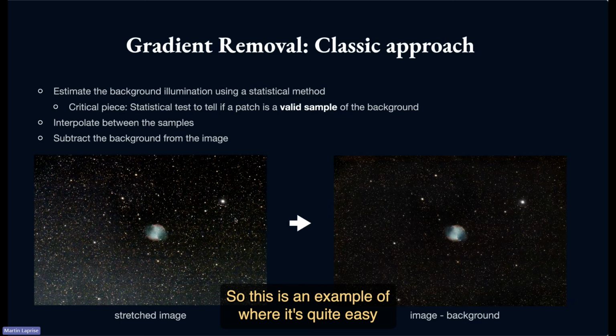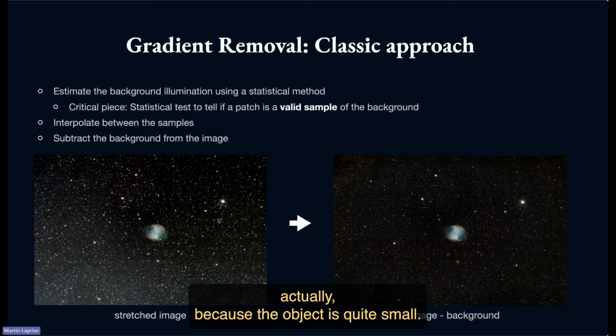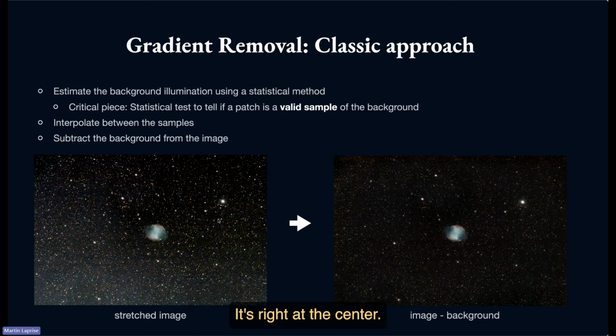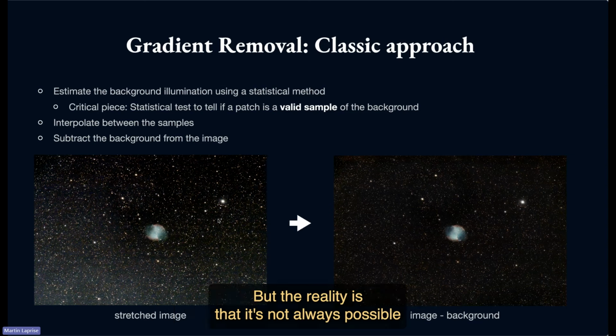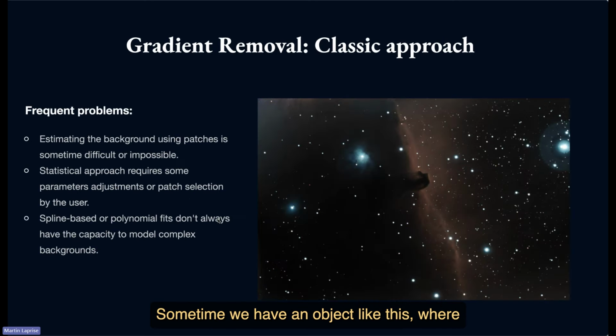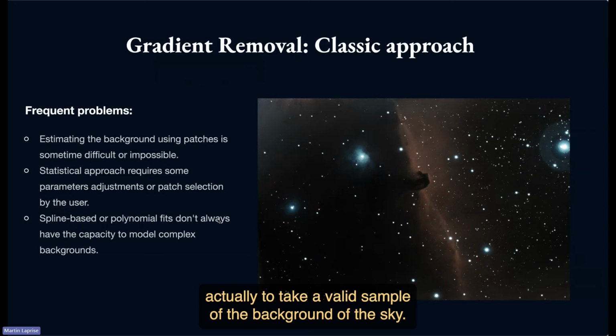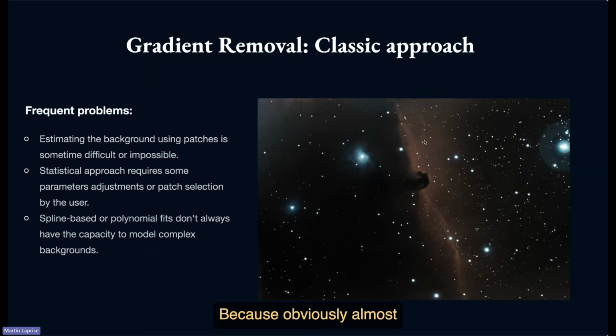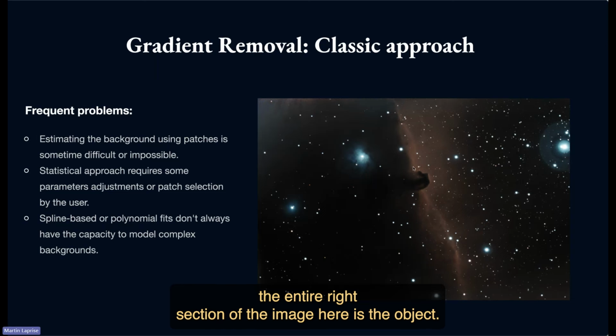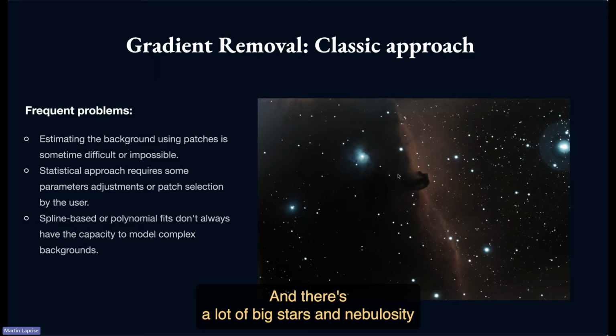So this is an example where it's quite easy actually, because the object is quite small. It's right at the center. The gradient is quite simple to model, but the reality is that it's not always possible to do modeling this way. Sometimes we have an object like this, where the object is taking the entire frame of the camera. And in this case, it's really hard actually to take valid samples of the background of the sky, because obviously almost the entire right section of the image here is the object. And there's a lot of big stars and nebulosity.